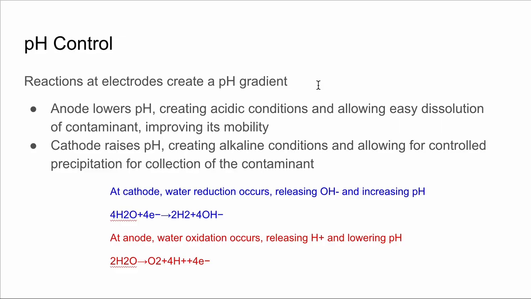So for the two oxidation reduction reactions we have here, at the cathode, reduction is going to occur, which is going to release OH minus and increase the pH. As you can see here, you're gaining electrons, so you're creating an alkaline environment. Whereas at the anode, it's the opposite. Oxidation occurs, and it's going to release H plus and lower the pH. So as you can see, there's electrons in the product, which means it's getting more acidic.